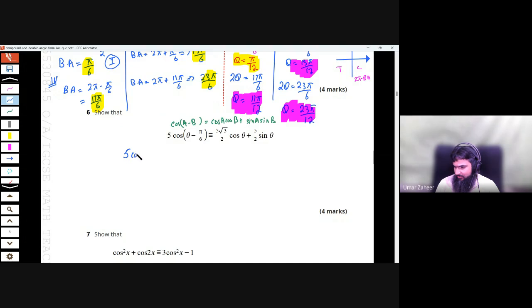So 5 cos of theta minus pi over 6, 5 as it is, cos of a, that is theta, cos of b, that is pi over 6, minus sine of a, that is theta, multiply by sine of b, that is pi over 6.